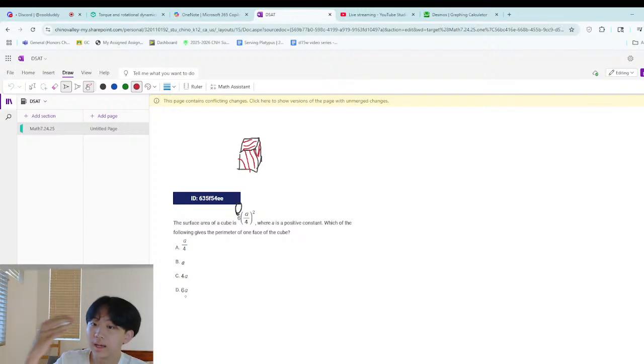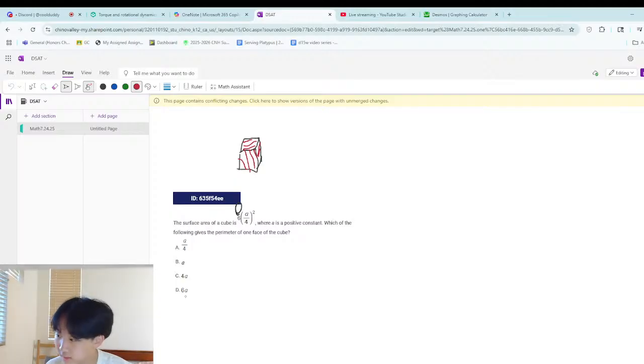The reason why we have that a over 4 squared is because we know that length times width is the area of one side of a square. And if we want to find the perimeter, it would just be adding up one side of the square plus another side plus another side plus another side to essentially achieve that: 4a over 4. And that leaves us with option B, which is a.